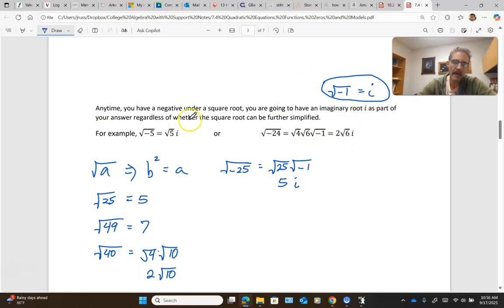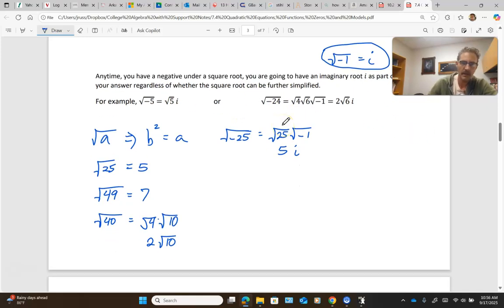Okay. All right, so let's look at these two examples right here. How would we deal with the square root of negative 5? Well, we factor it, the square root of 5 times the square root of negative 1. We know by definition the square root of negative 1 is i. And then you'll try to take the square root of 5, but you can't. So this remains the square root of 5 times i. Okay?